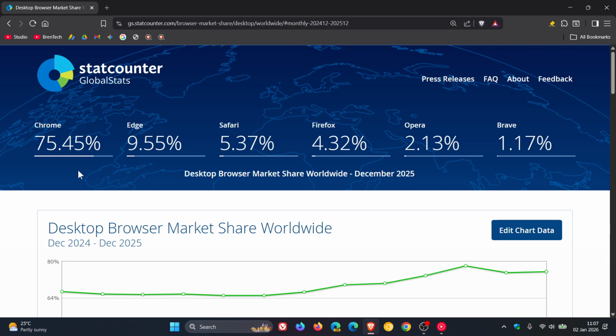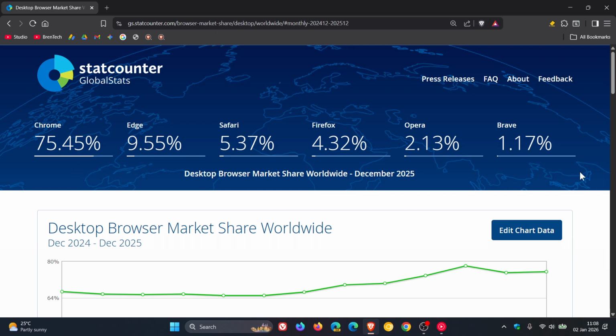And then Chrome has actually increased from 75.23% to 75.45%. And as you can see, it's still very dominant out in front, even though a lot of users have moved away because of the manifest V2 deprecation in regards to those extensions. So at this stage, when it comes to desktop browsers, nobody coming close to Chrome's dominance, like it or not.